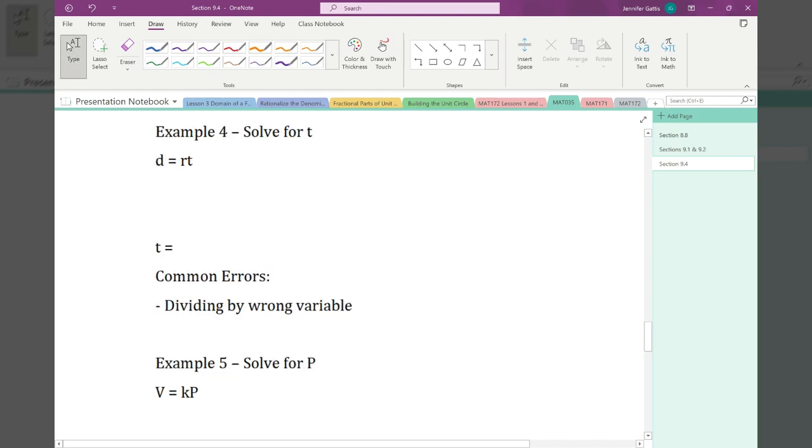All right, so I'm going to pause here, and in the next video, we're going to come back and look at solving these variables for specific other variables.